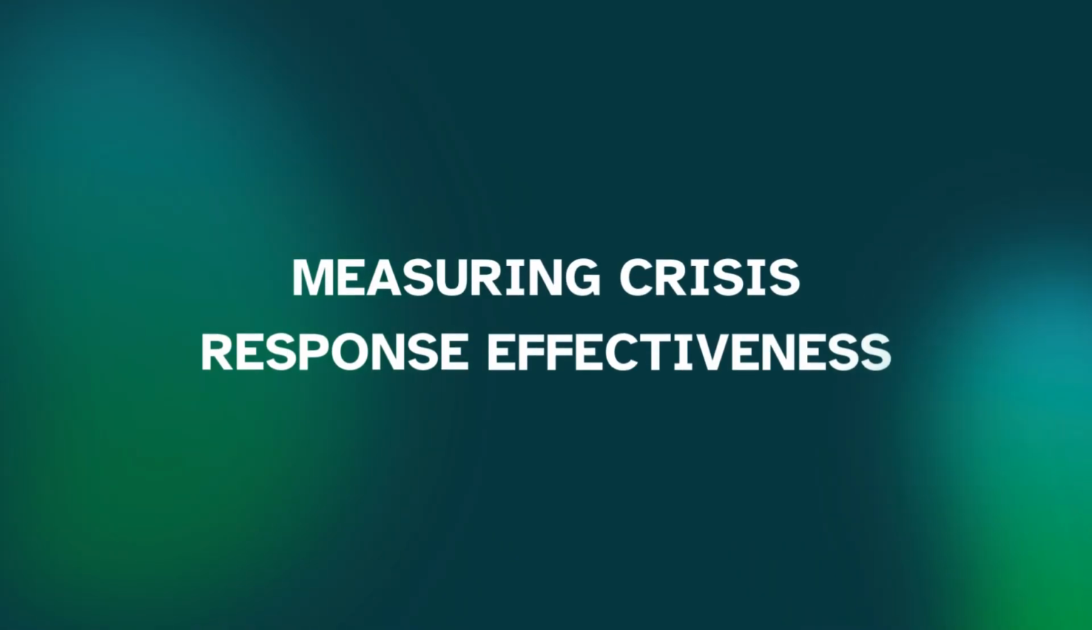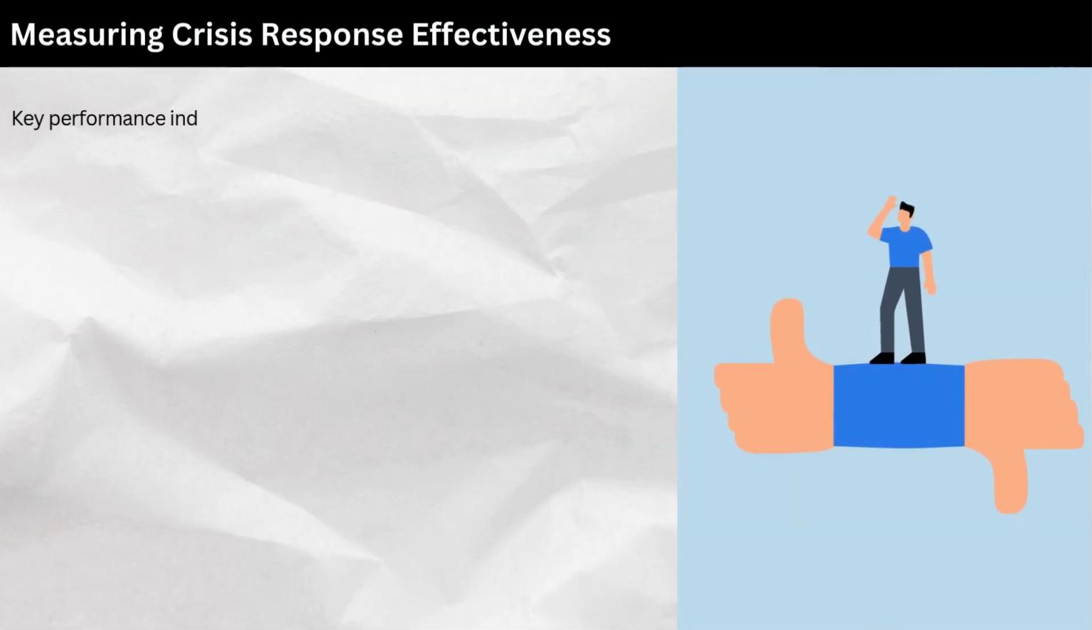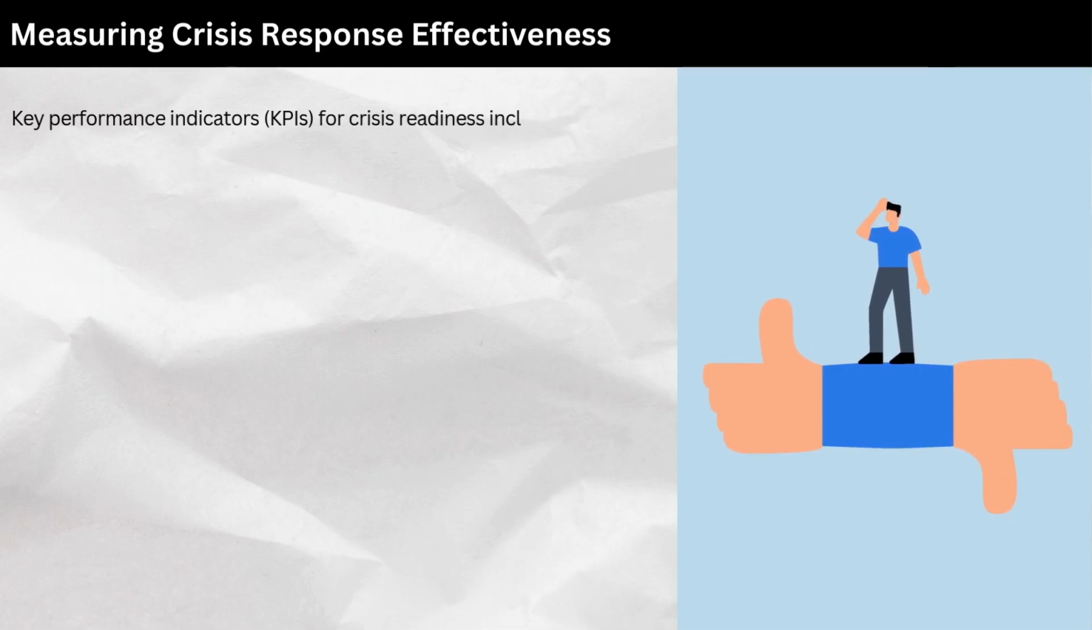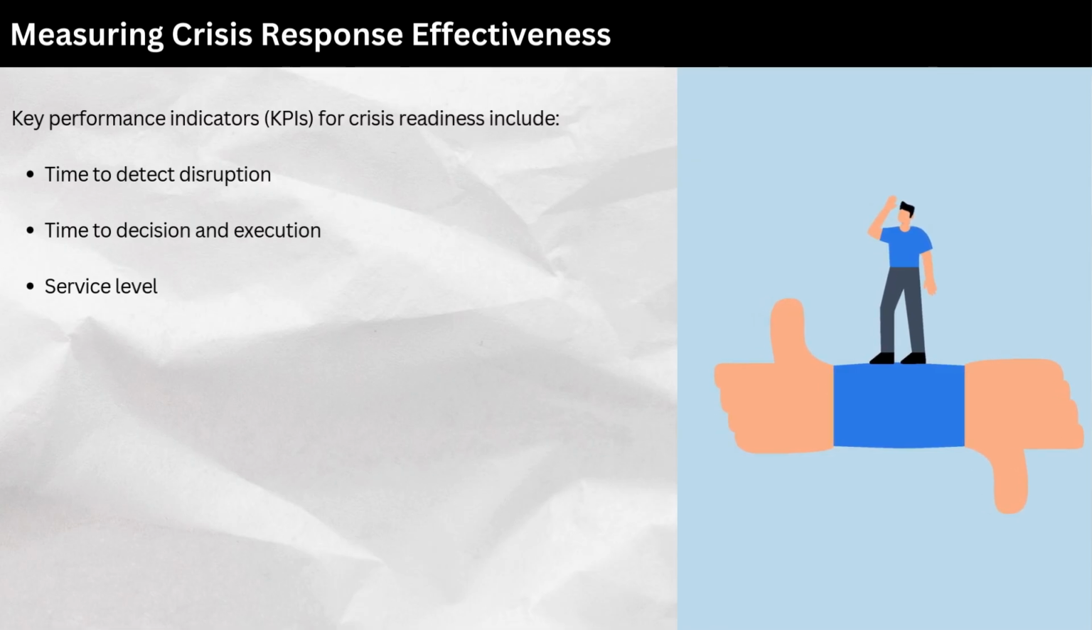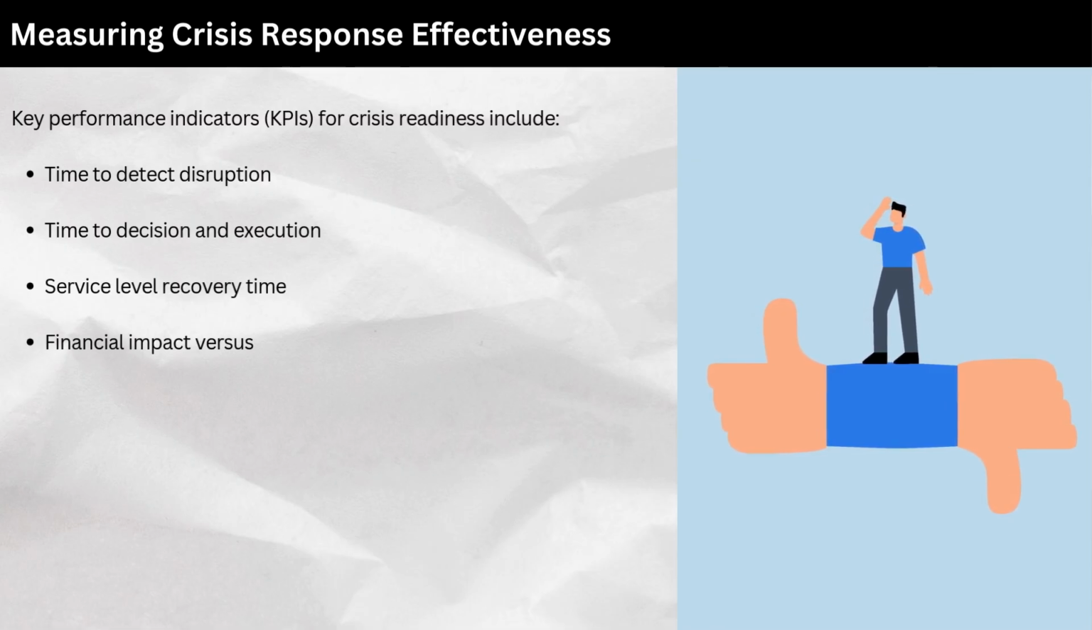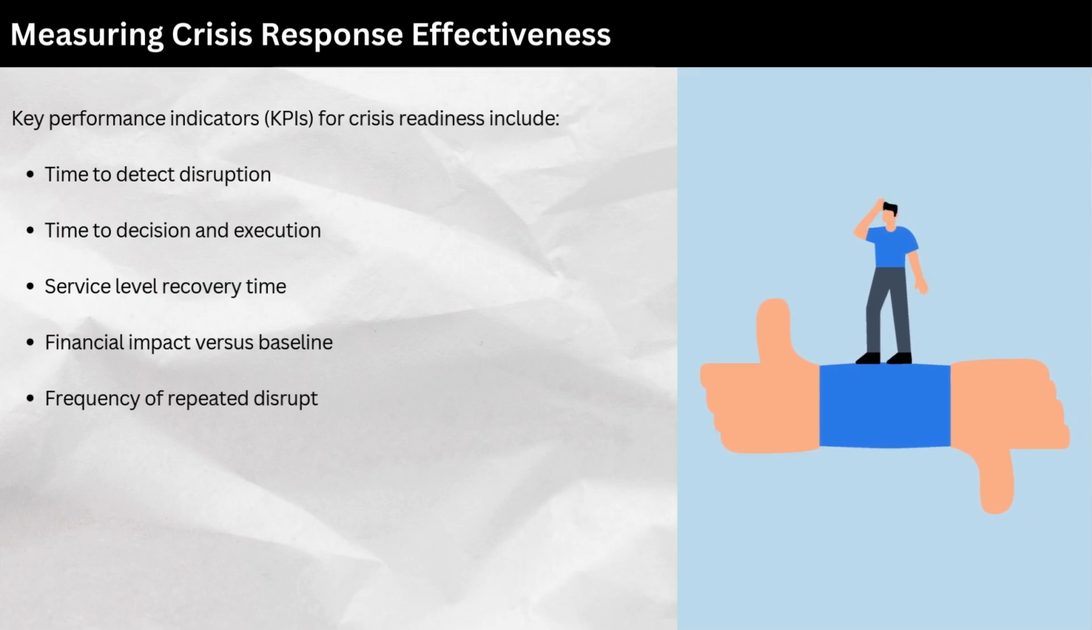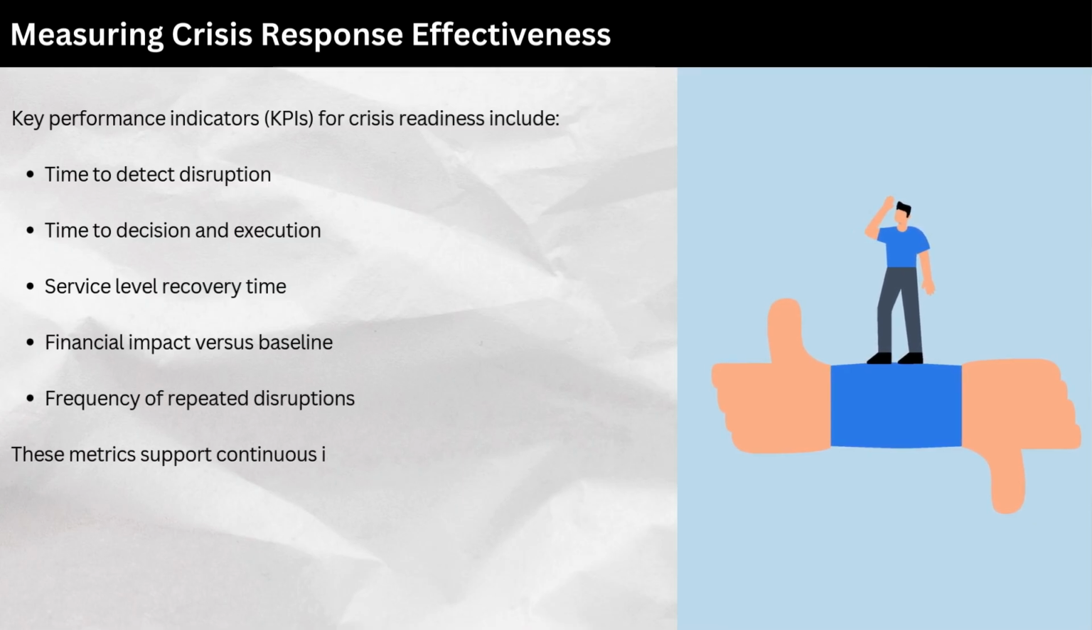Measuring crisis response effectiveness. Key performance indicators (KPIs) for crisis readiness include time to detect disruption, time to decision and execution, service level recovery time, financial impact versus baseline, frequency of repeated disruptions. These metrics support continuous improvement.